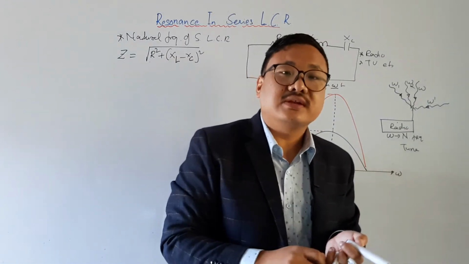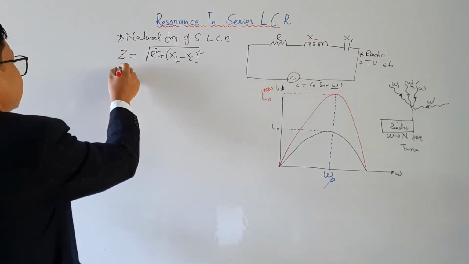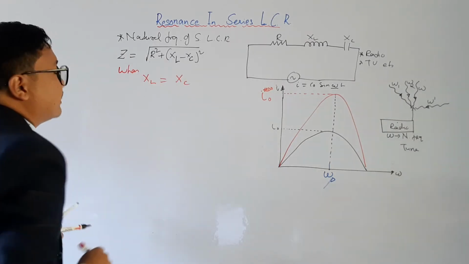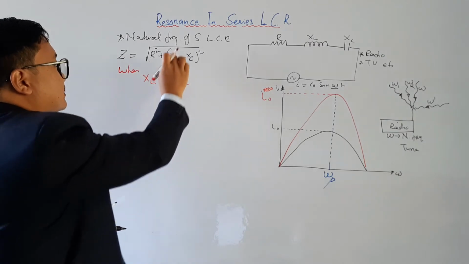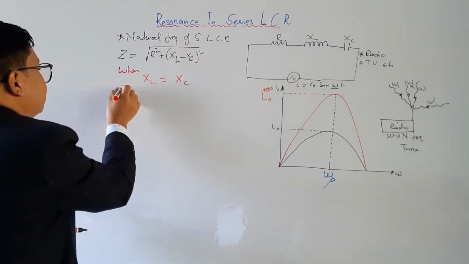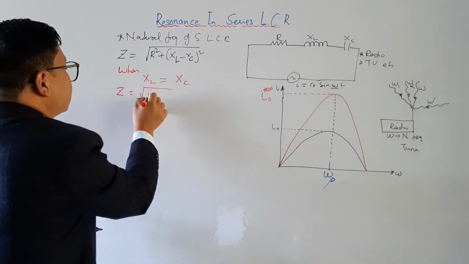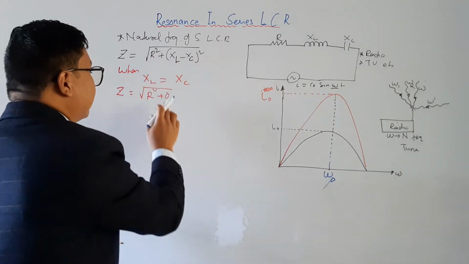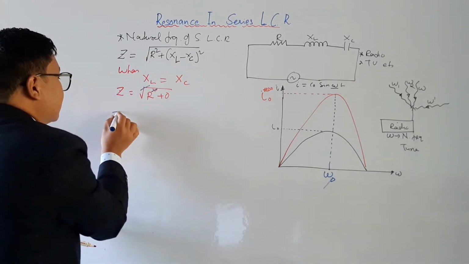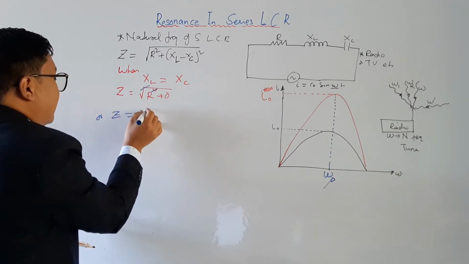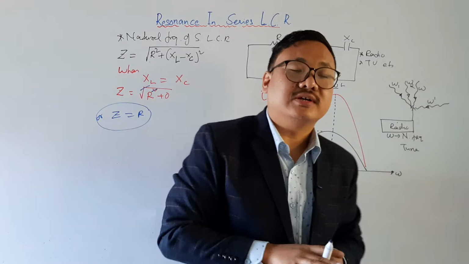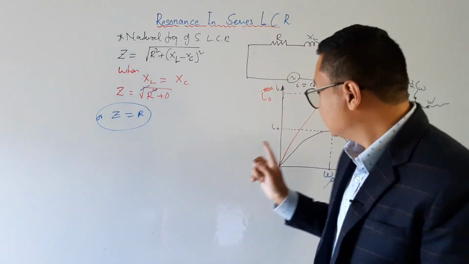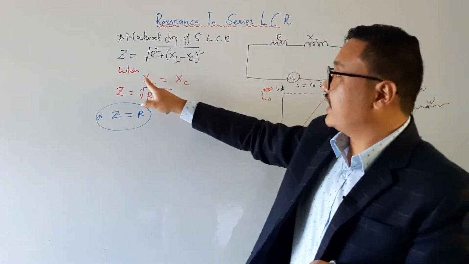And this resonance will happen when XL is equal to XC. Then what happens? Tell me, if XL is equal to XC, then this Z will be how much? It will become the square root of R squared plus 0, because these two are equal. Whenever this becomes 0, the square root cancels the square, and Z becomes R. What does this mean? This means that there is only the resistance of this resistor. Okay, XL, what is XL?